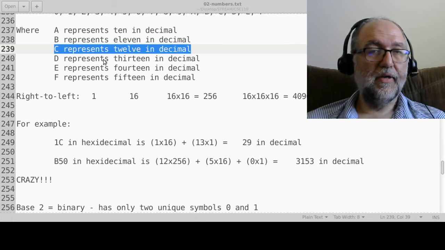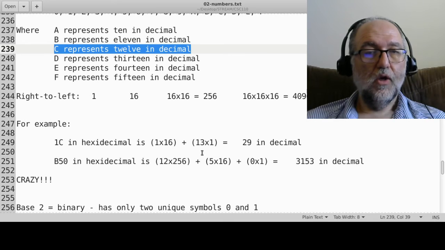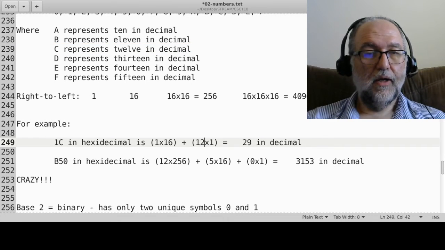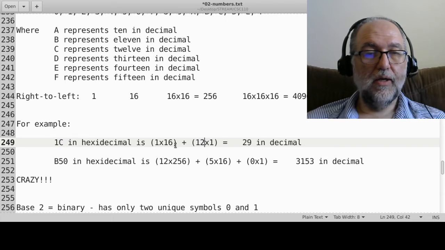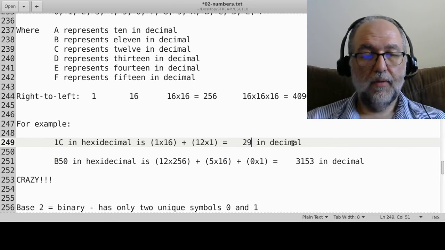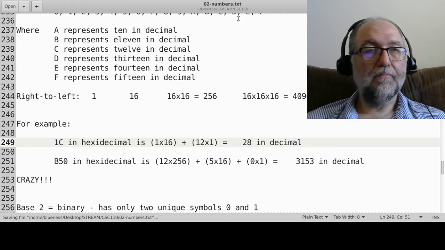So I actually made a mistake here. I'll fix that in a minute. C represents 12, so over here this should be 12 like that. So that C says I have 12 groupings of 1, and so the number turns out to be 28 like that.